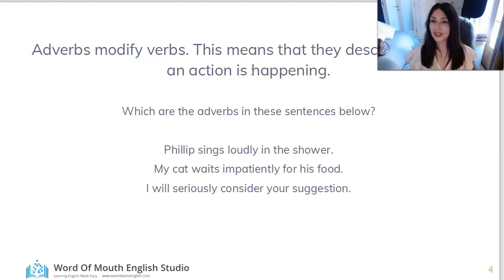So I'm going to give you a few seconds now to think about the following question. Look at the three sentences below. Which are the adverbs in these sentences? You have a few seconds to determine which they are. Once you've done that, let's see how well you did.